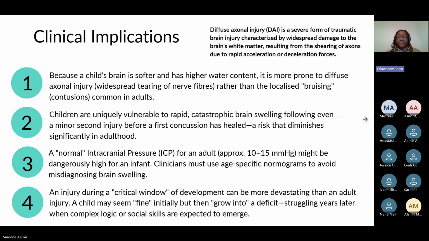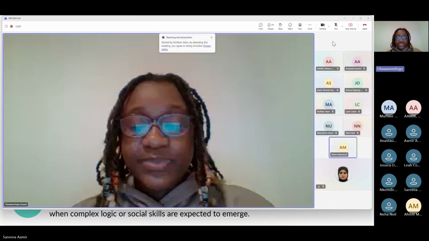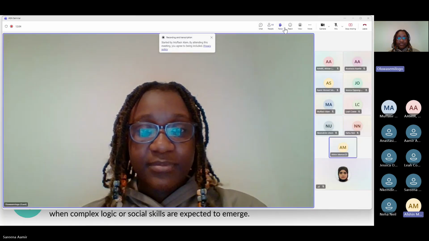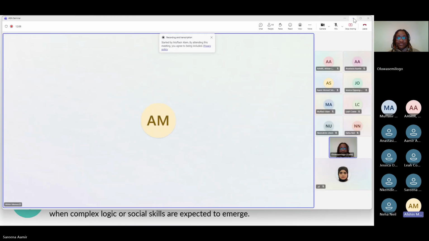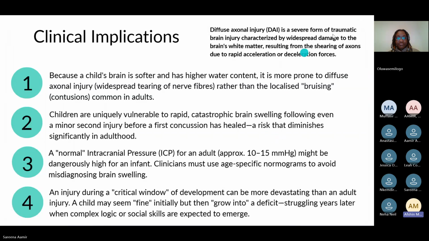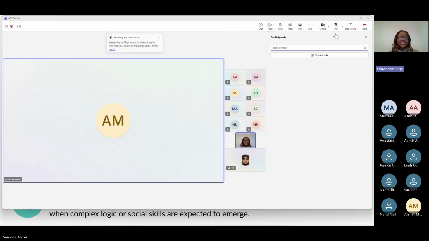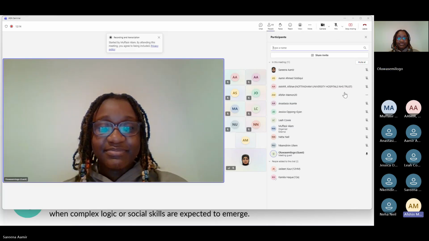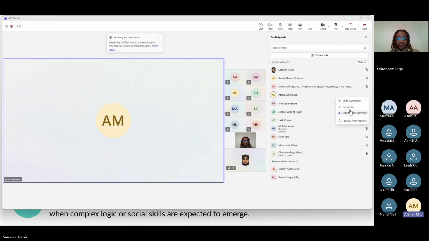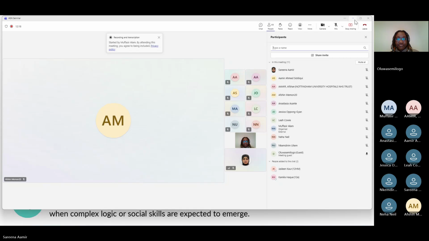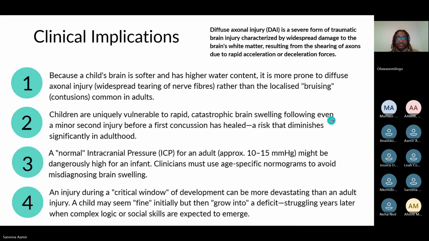Clinical implications of the differences between the pediatric and the adult brain.